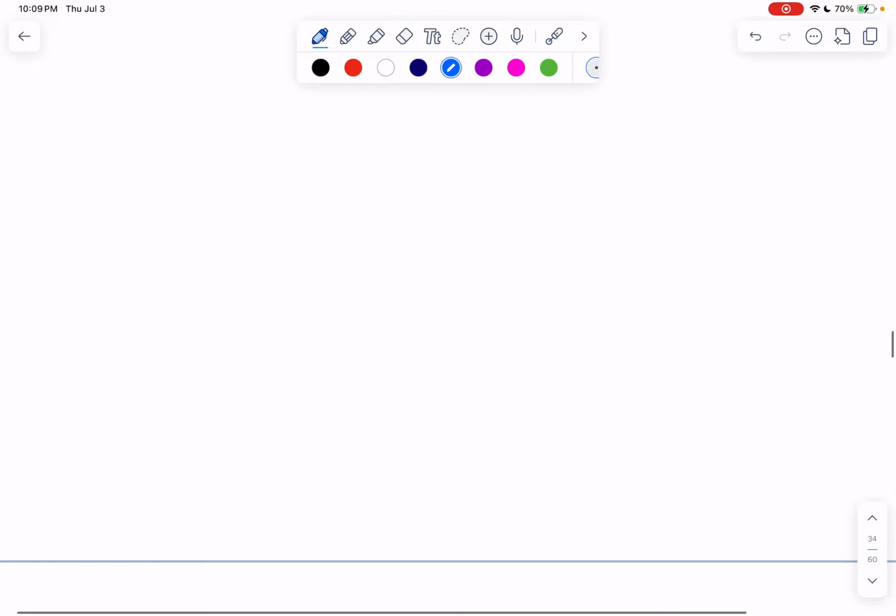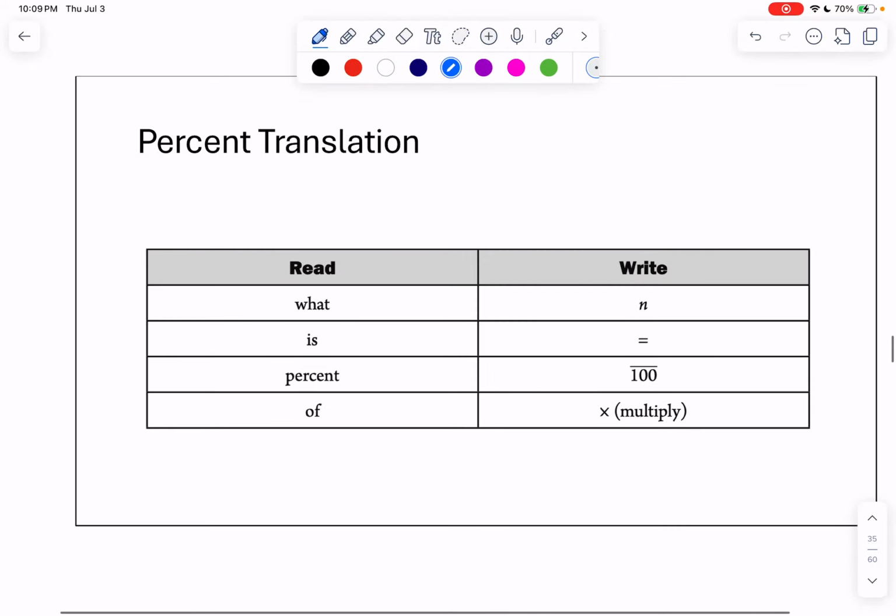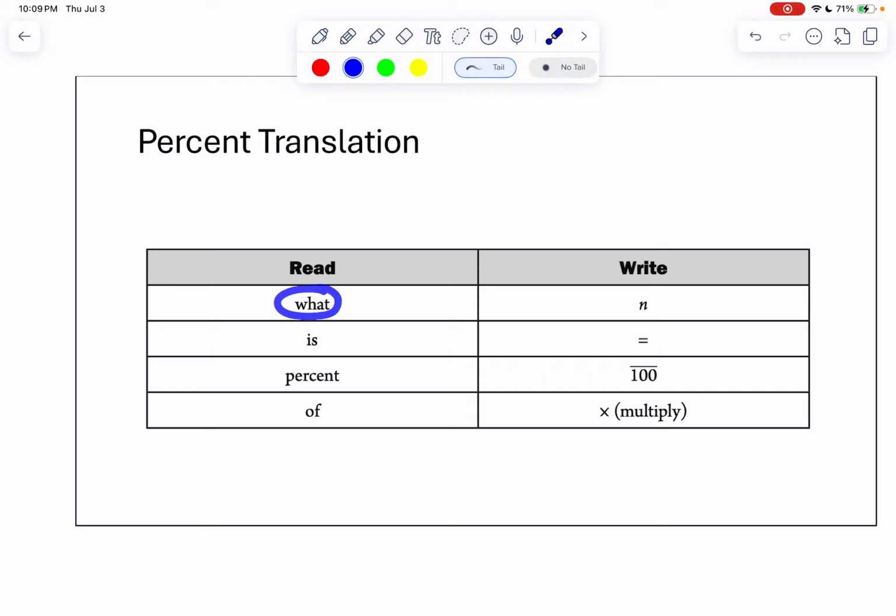Let's continue. Let's talk about percent translation. This is another way to take that sort of complicated percent language and turn it into math that we can work with. So we're going to take the word problem, and again, this doesn't just work with percents, it really works with any word problem. Take the words in the problem and literally translate them word for word to math. When we say what, we don't know what it is, so we have to put a placeholder for it. We make a variable. Here it's n, but you can use any one you like. I like n because x's kind of look like multiplication, so let's use n.